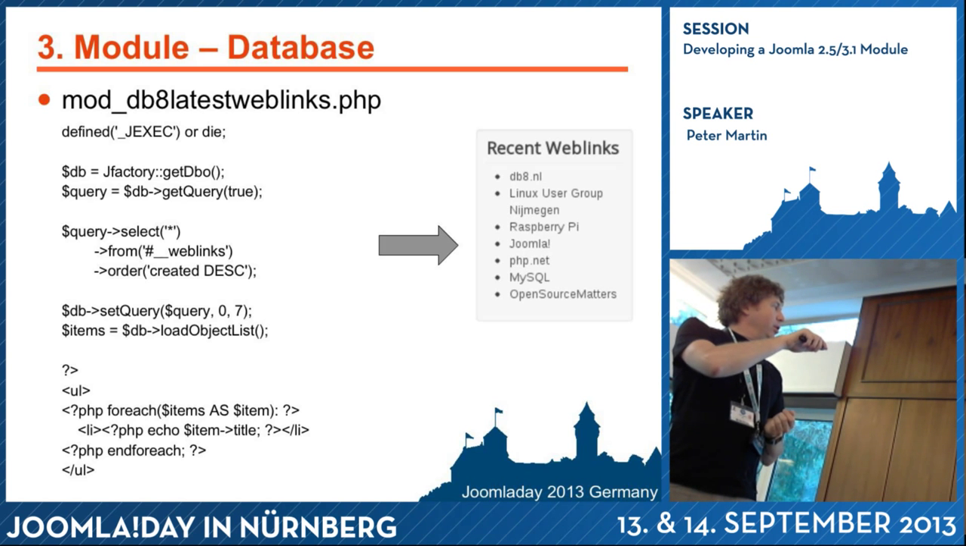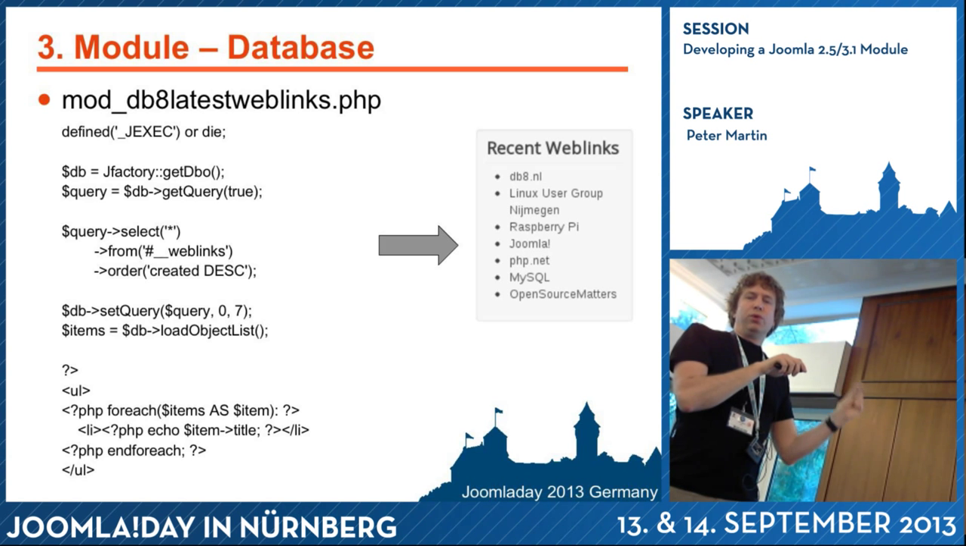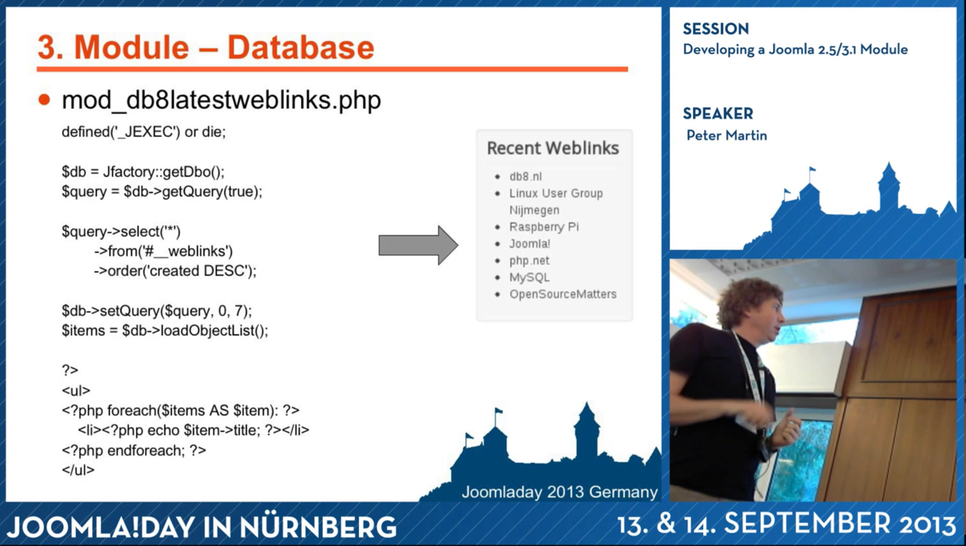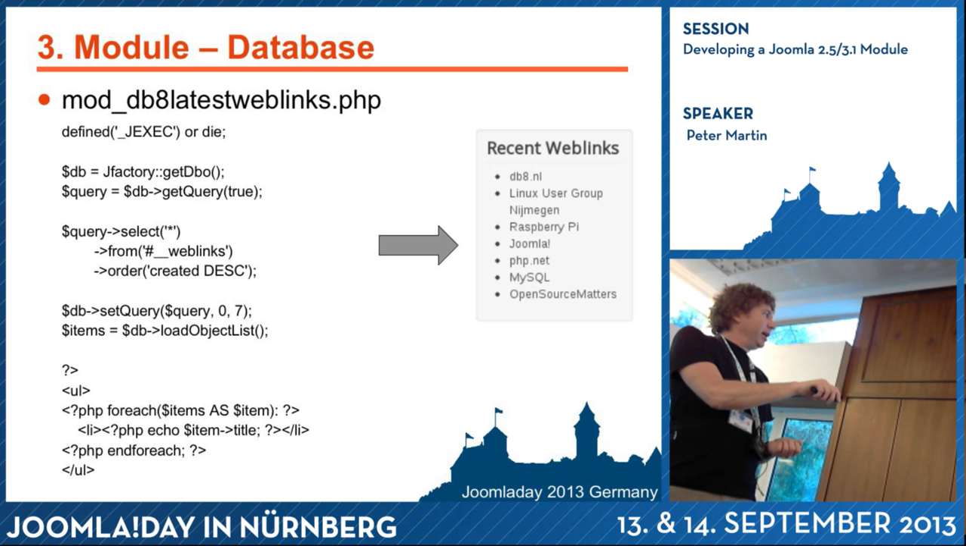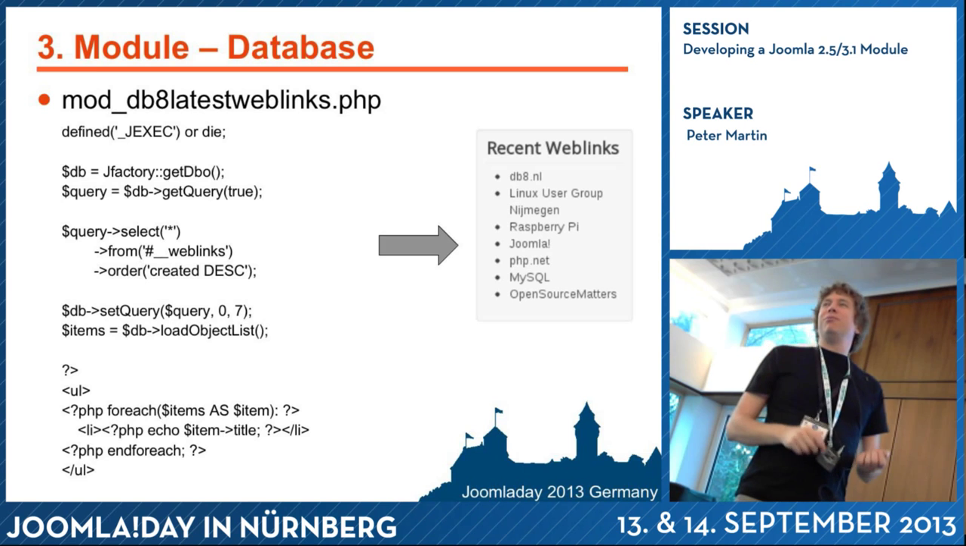Then I use my database object, which I instantiated here, and I say set query, the query object I just created, and then show me results from 1 to 7. And then I ask the database object for the load object list. That's items. And here I say, for every item, display it. So this is what I displayed. And you see here Raspberry Pi, and that's my session for tomorrow.